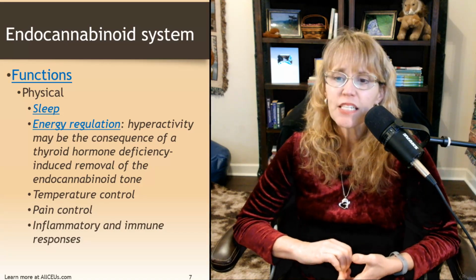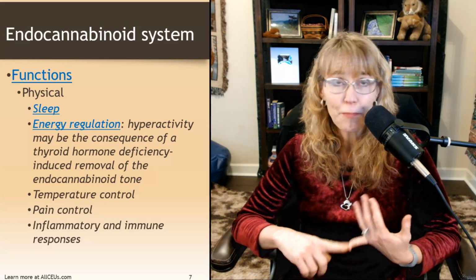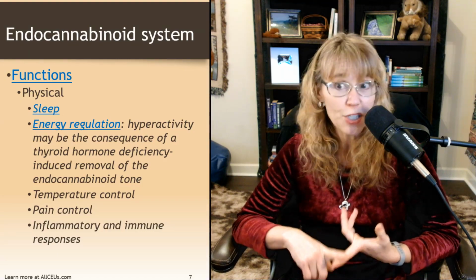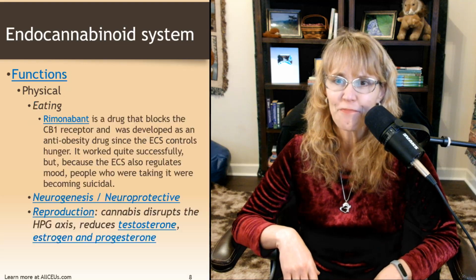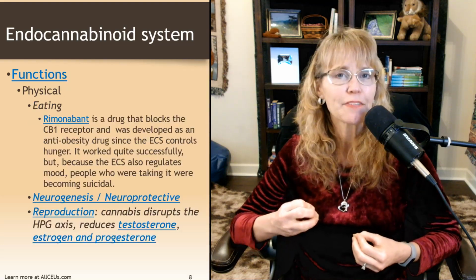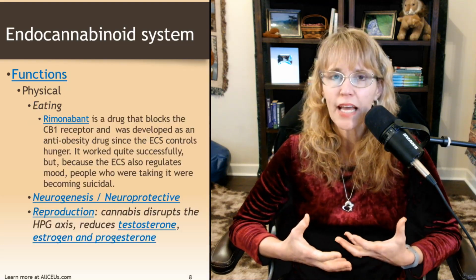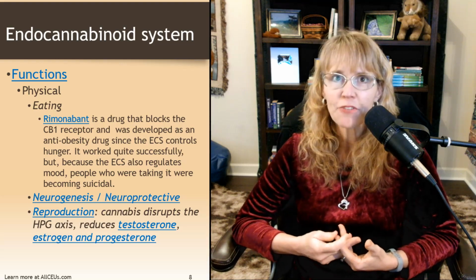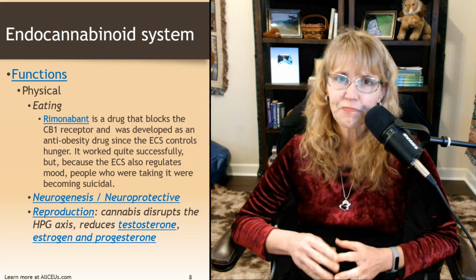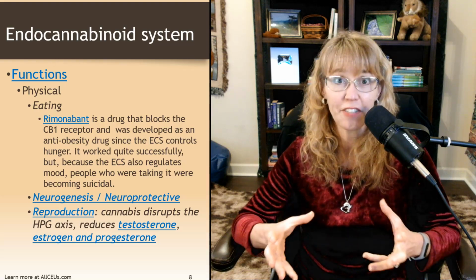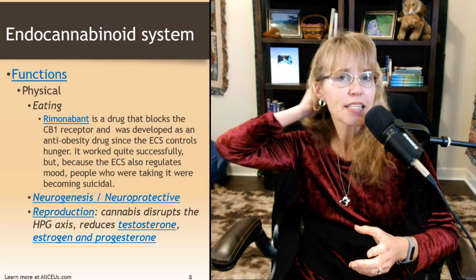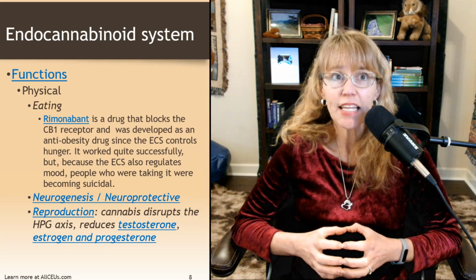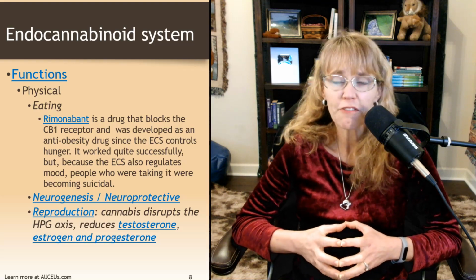The endocannabinoid system is also involved in temperature control, pain control, inflammatory and immune responses. We already talked about those some. Eating. A lot of people, when they use marijuana, for example, get the munchies. And they found that the CB1 receptor, which is the one that is often activated by THC, is involved to a certain extent in the perception of hunger.